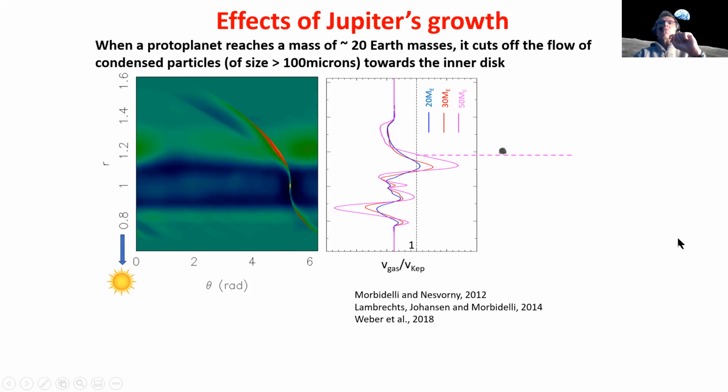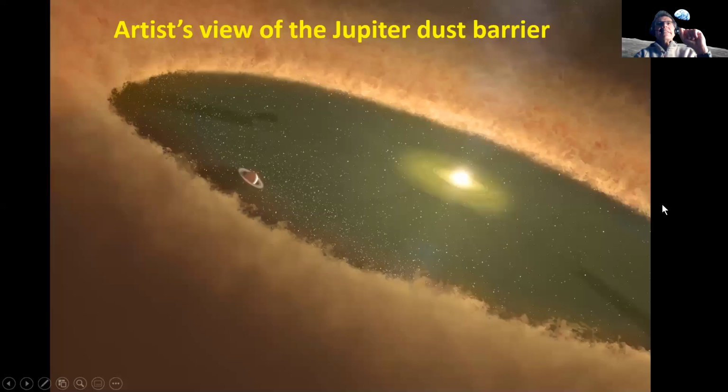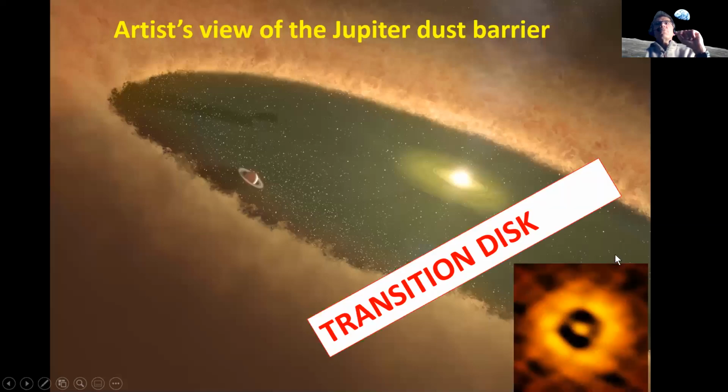So we think this is what happens and what we see in many extrasolar disks. Indeed, very often we see what we call transition disks. These are disks that have a lot of dust in the outer part and a cavity in the dust, not in the gas, but in the dust in the inner part. And the interpretation is that there are some giant planets, some planets of at least more than 20 Earth masses, doing what I just explained.